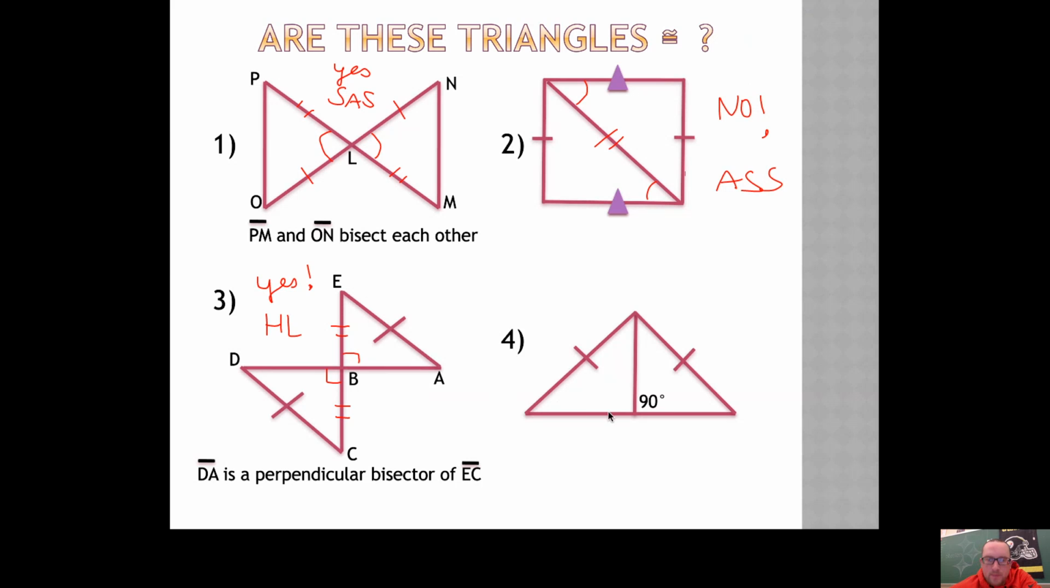Number 4, we have a shared side by the reflexive property. We have a 90-degree angle here, so this angle is also 90. So you have two right triangles. You have congruent hypotenuses and congruent legs. These are congruent triangles by HL.